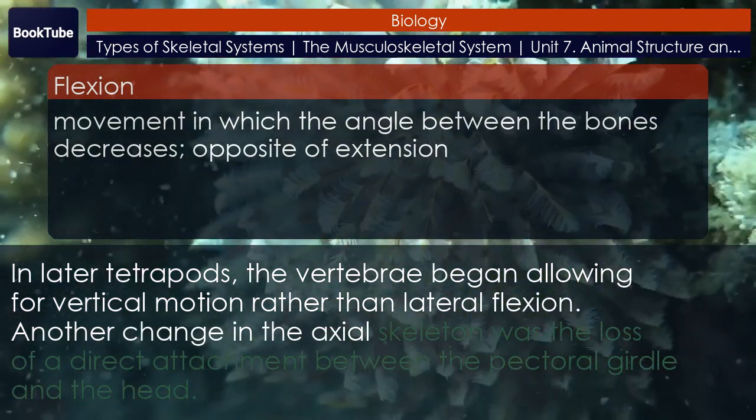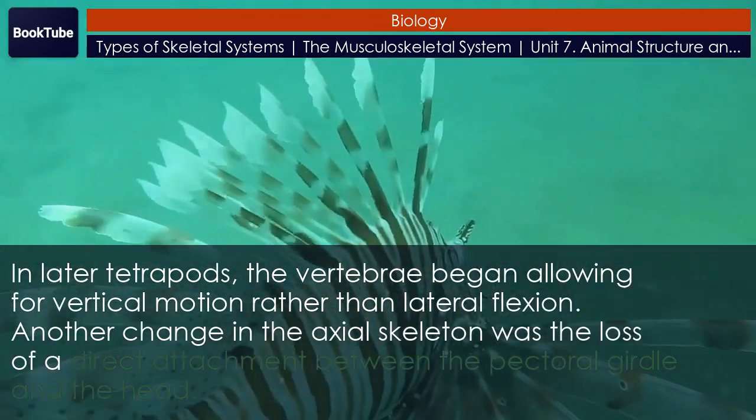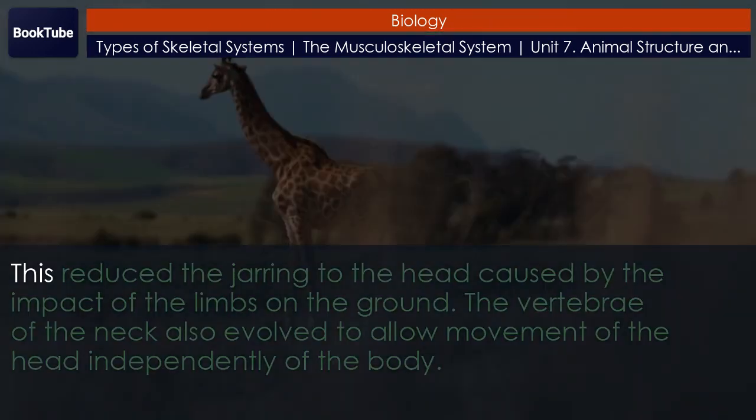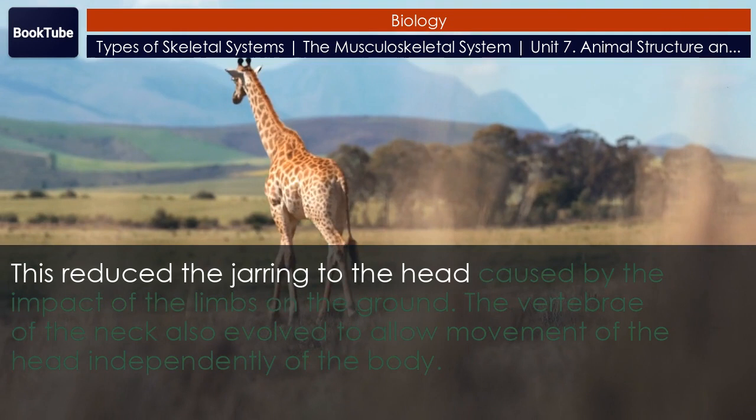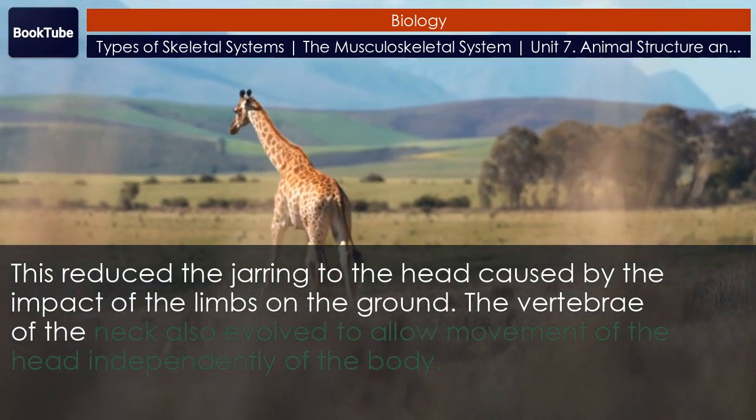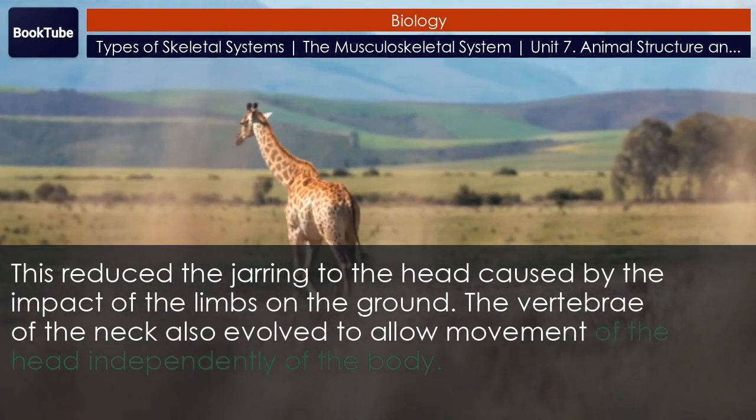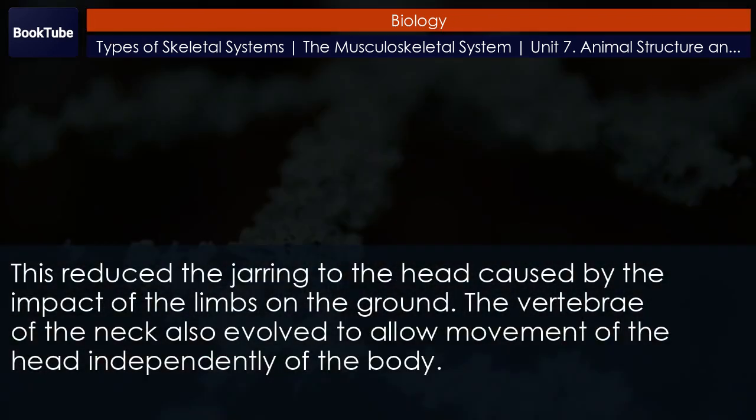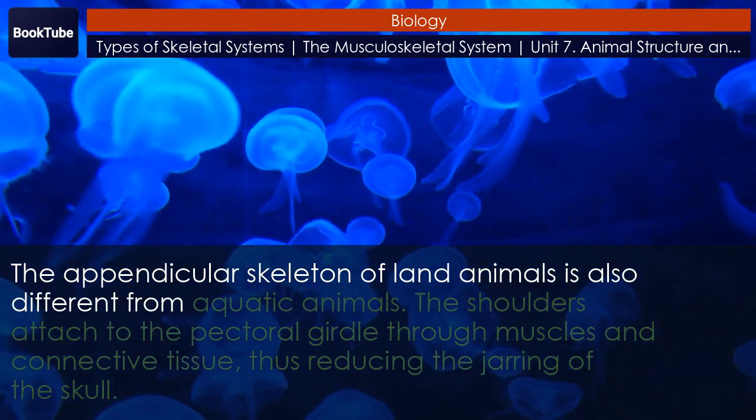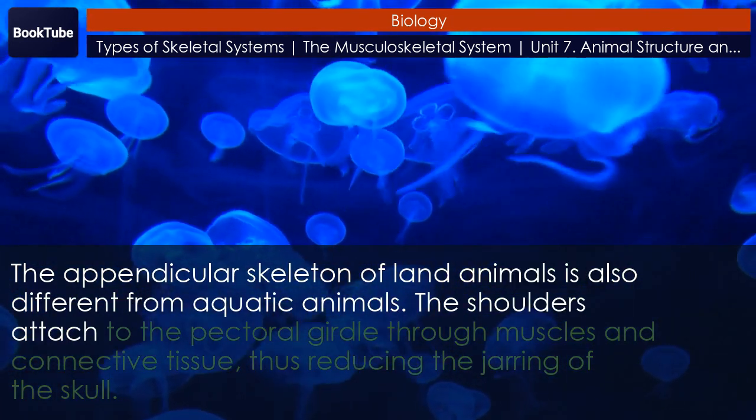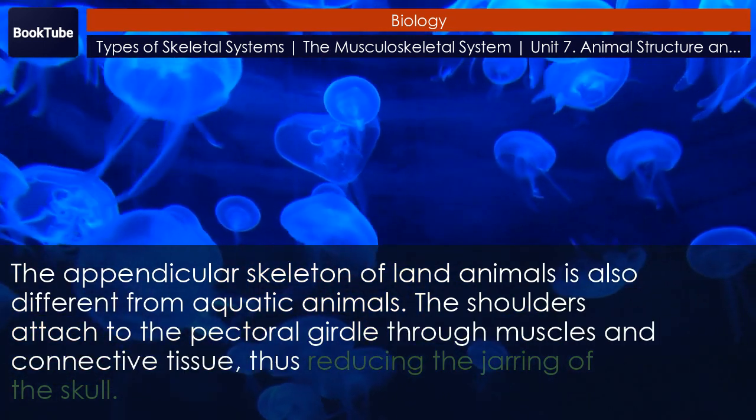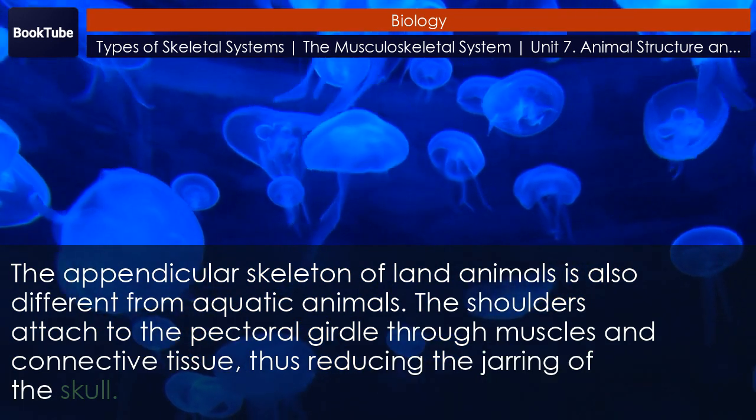Another change in the axial skeleton was the loss of a direct attachment between the pectoral girdle and the head. This reduced the jarring to the head caused by the impact of the limbs on the ground. The vertebrae of the neck also evolved to allow movement of the head independently of the body. The appendicular skeleton of land animals is also different from aquatic animals. The shoulders attach to the pectoral girdle through muscles and connective tissue, thus reducing the jarring of the skull.